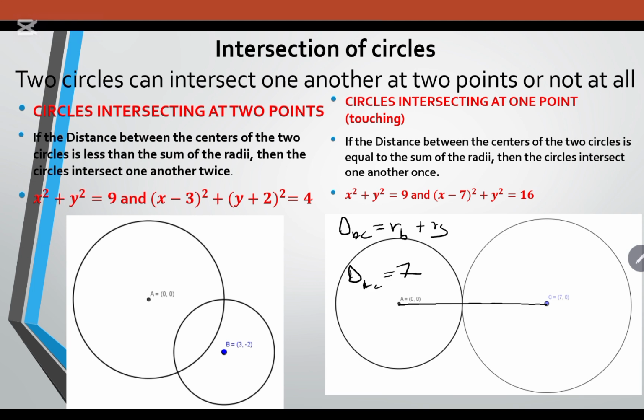But what is the radius of the smaller circle? From there, r² is 9, therefore the radius of the smaller circle is 3, and r² is 16 for the bigger circle, so the radius is 4. And 4 plus 3 is 7. So the radius of the bigger circle plus the radius of the smaller circle is equal to 7. Therefore, the distance between the centers AC is equal to the sum of the radii. Therefore, these circles touch each other at one point. They are tangential.